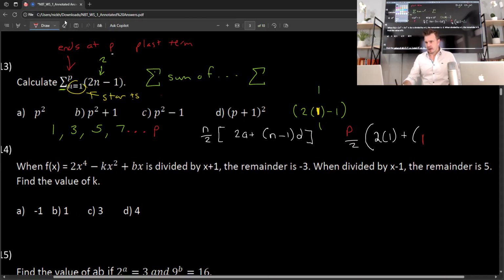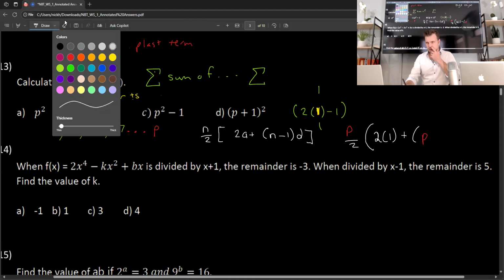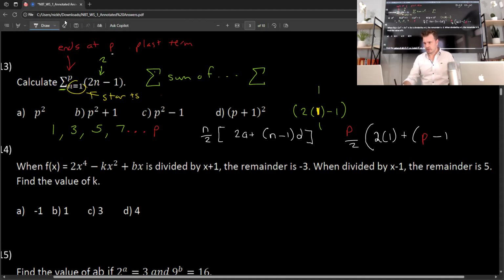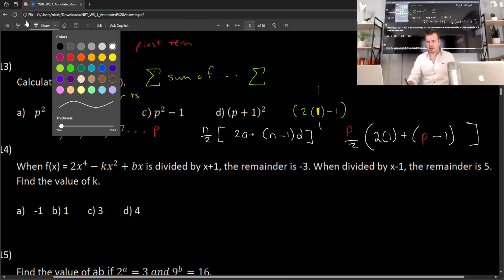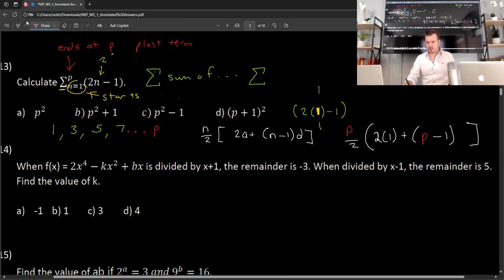And then our d is our difference. Well, the difference is 2, isn't it? So it's 2. The difference is 2. Put that in. Okay, so remember our difference here, it's 3 minus 1, it's 2. 5 minus 3 is 2. So we see common difference.